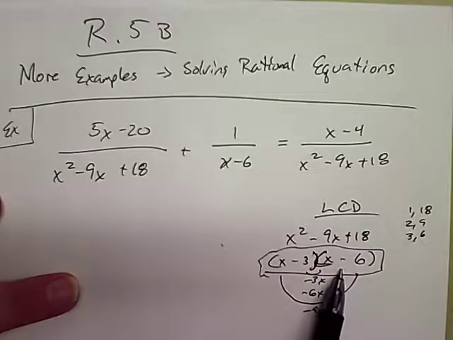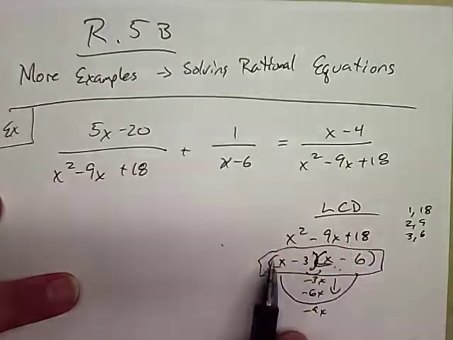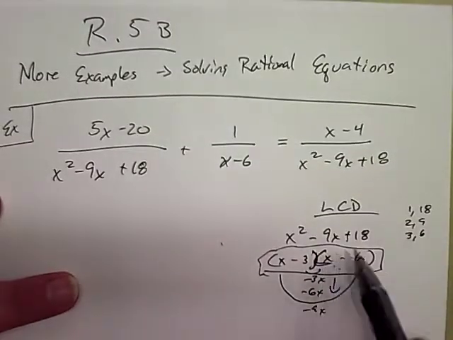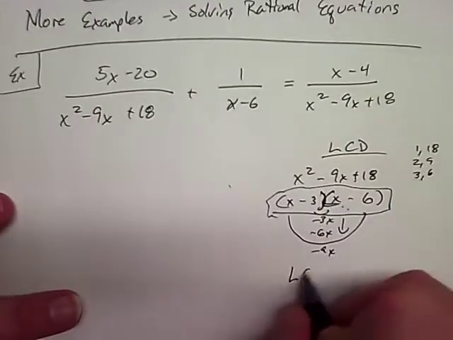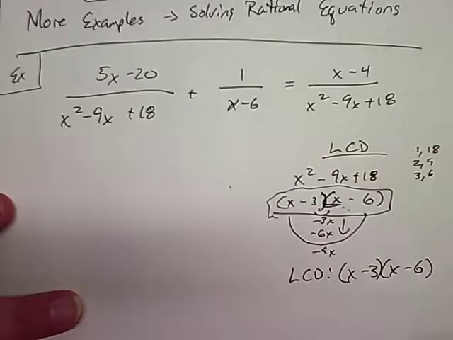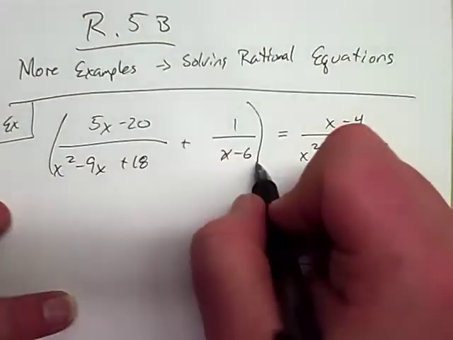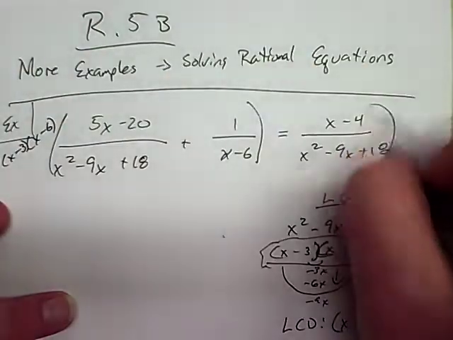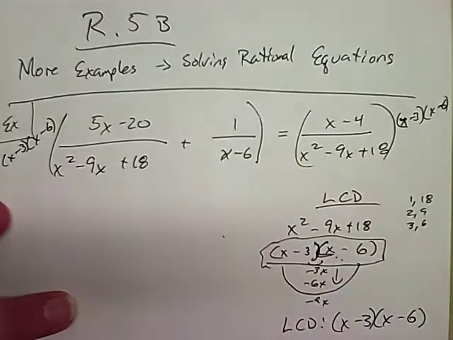Well, x minus 6 is already a factor here, and if I multiply this denominator by x minus 3, then all three would have the same denominator. So my LCD is x minus 3 times x minus 6. Let's multiply the left side by x minus 3 times x minus 6, and the right side by x minus 3 times x minus 6.